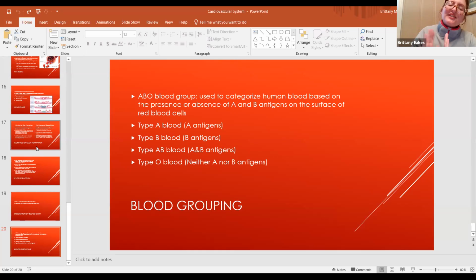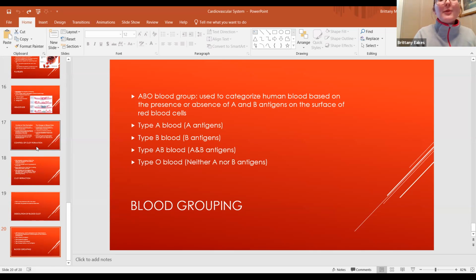Okay, so there's 3 blood groups. There's 3 human blood groups. And that's type A, type B, and type O. Sorry, it's like ABO, but there's also type AB. Okay, so that's how we categorize human blood.